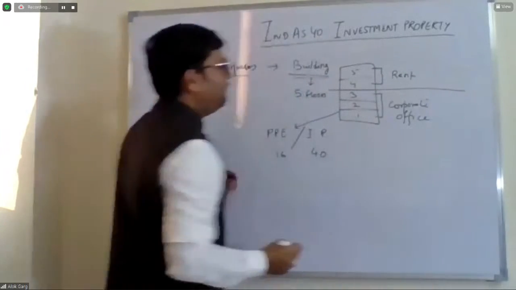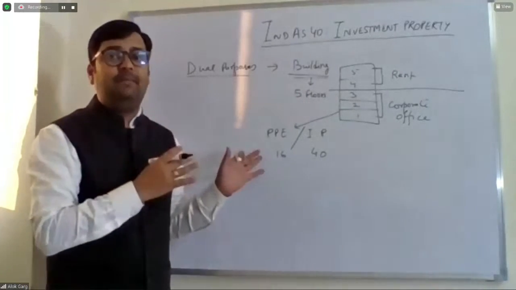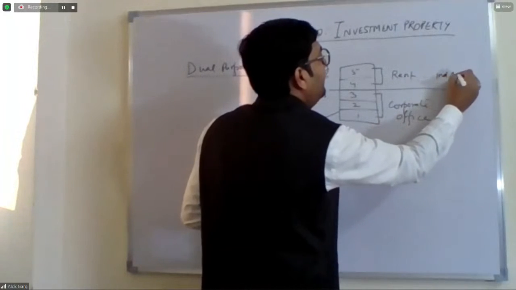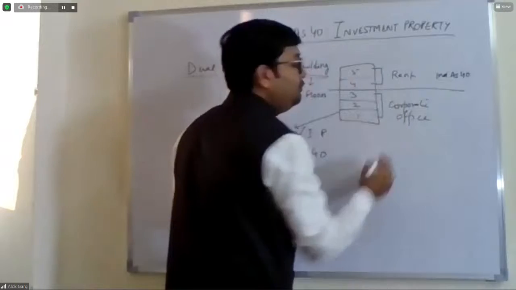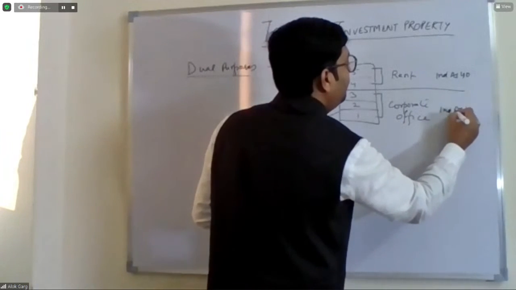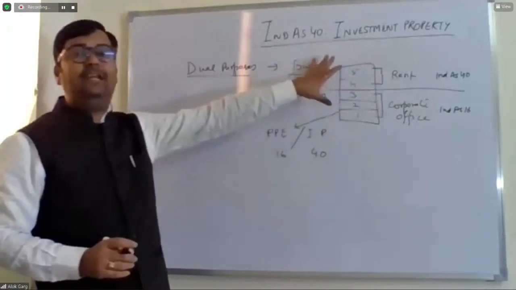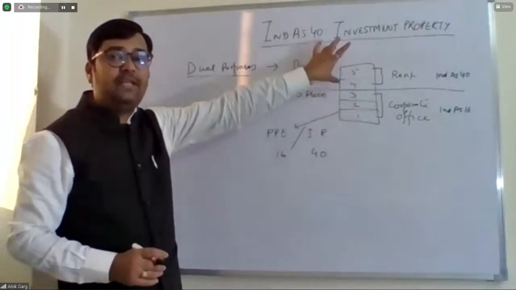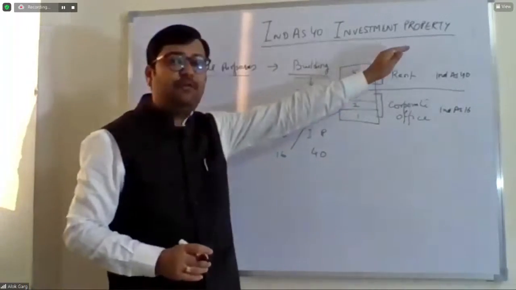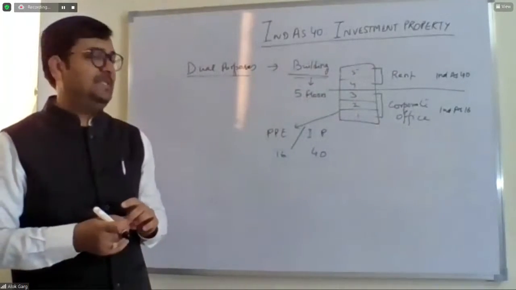whatever portion is held on a rental basis will be shown as an investment property, and whatever portion has been used for business purposes has to be shown as property, plant and equipment, provided the company is able to split the value of this particular building, the portion of which is held for rental basis, the portion of which is held for use as a corporate office. Okay.